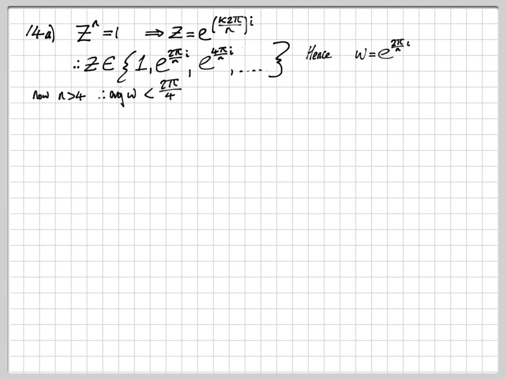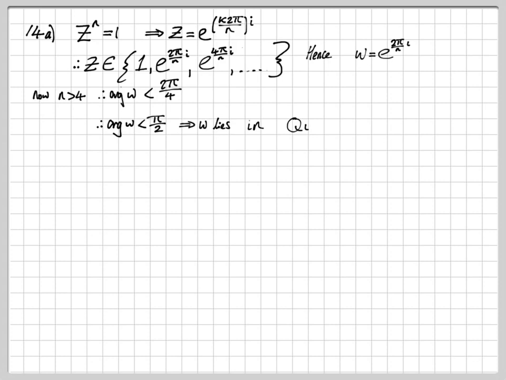Now, we're told that n is greater than 4, and if you think about it, that means that the argument of W must be less than 2π/4. So for example, if n was 5, the argument of W would be 2π/5. If n was 6, then the argument of W would be 2π/6. And of course, regardless of what value of n you choose greater than 4, the argument will always be less than 2π/4. We can simplify that down, and that shows us that the argument of W is less than π/2, and so the conclusion is that W must lie in the first quadrant, in quadrant 1.